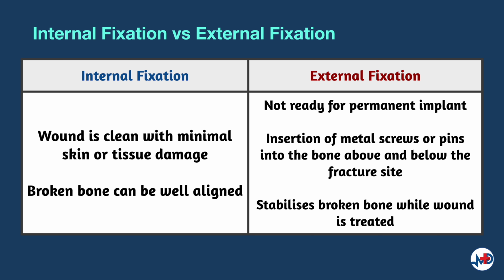So an internal fixation is done when the wound is clean with minimal skin or tissue damage, and the broken bone can be well aligned. However, an external fixation is done if the wound and broken bones are not ready yet for a permanent implant. Metal screws or pins are inserted into the bone above and below the fracture site, and this stabilizes the broken bone while the wound is being treated.